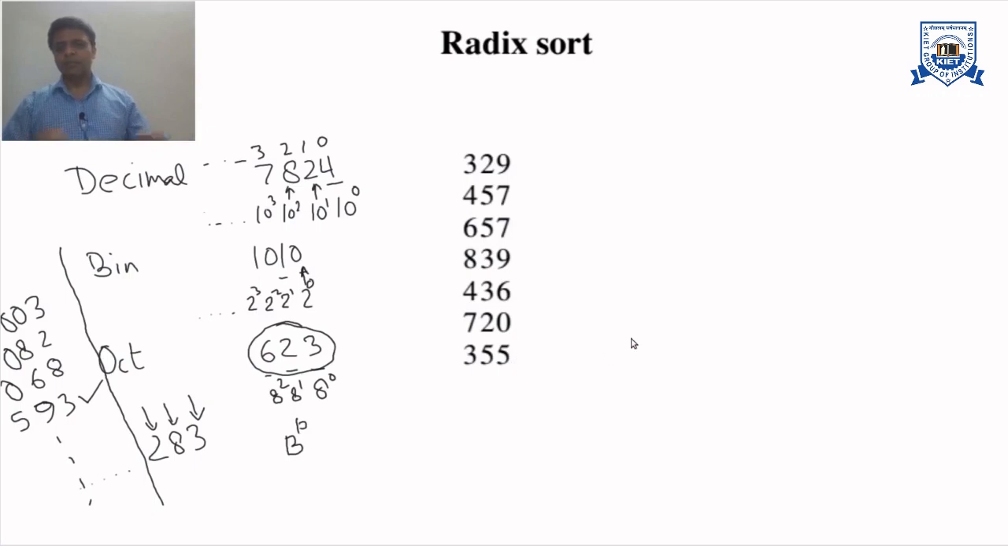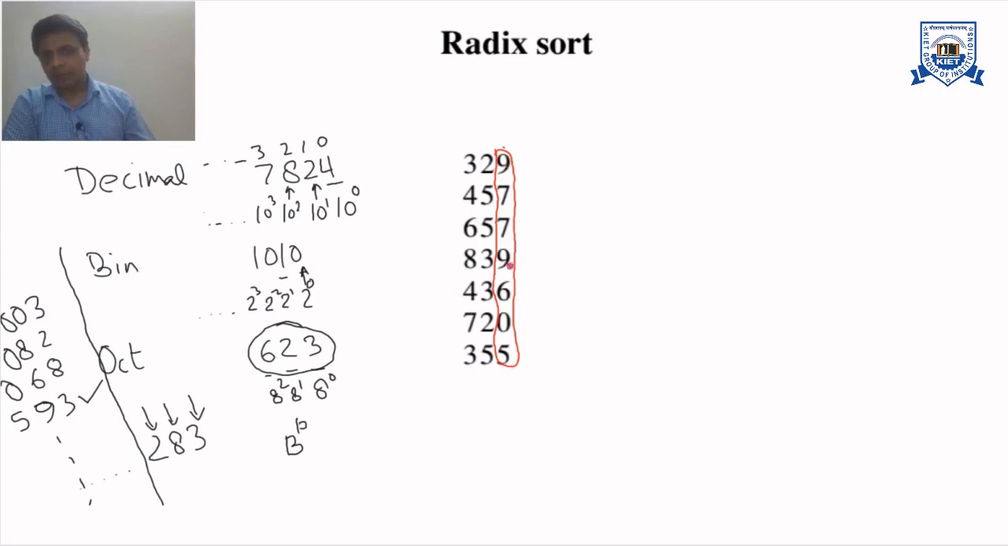779605. So we simply perform a sorting on the basis of these digits only.